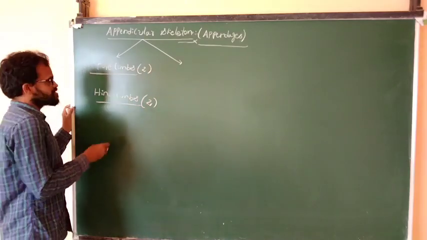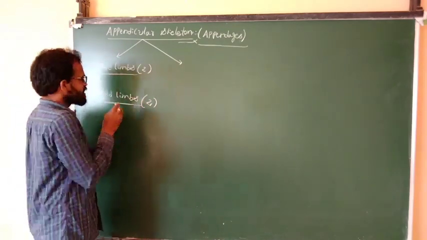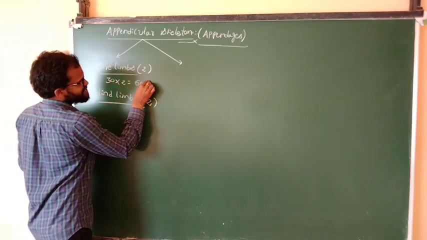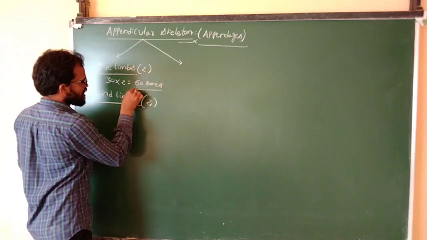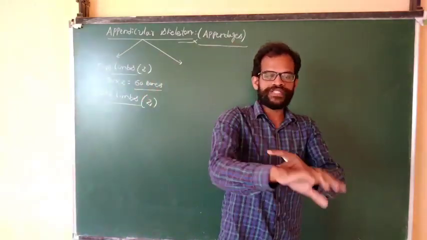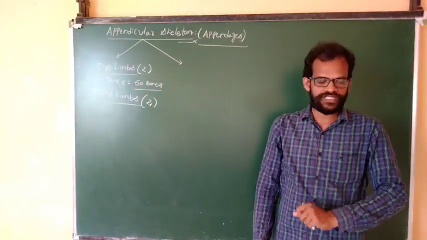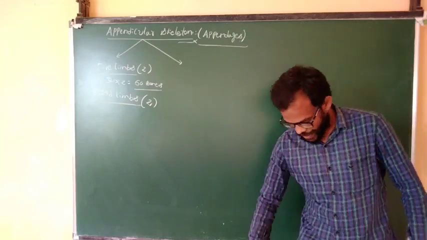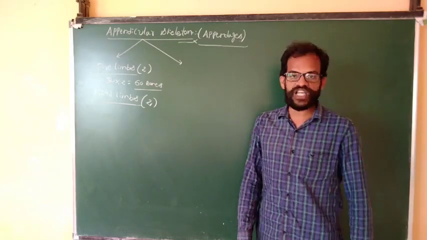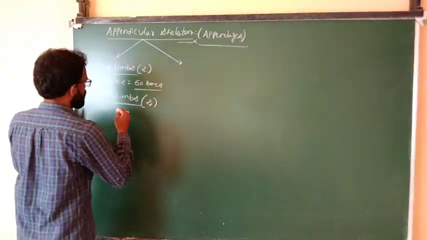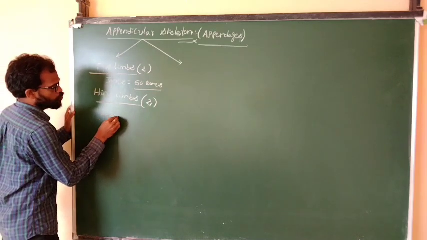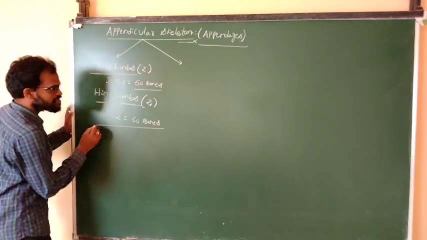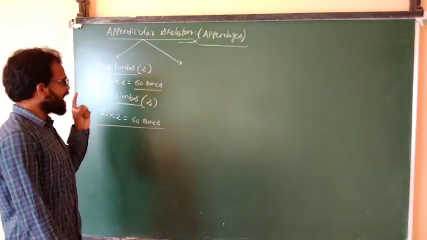Each forelimb consists of how many bones? Each forelimb consists of 30 bones, total 60 bones. Hind limb: each hind limb consists of 30 bones. Total, the hind limbs are 30 into 2 equal to 60 bones. How many bones? 60 bones are present in the hind limbs.